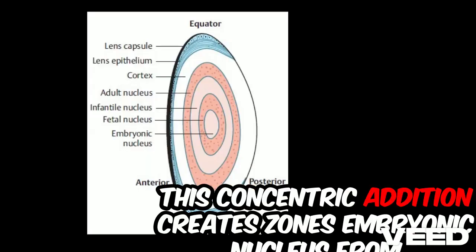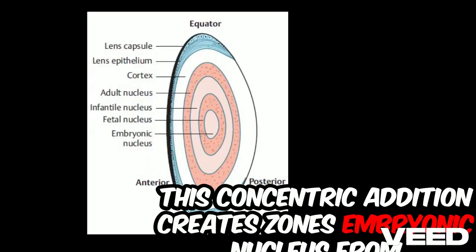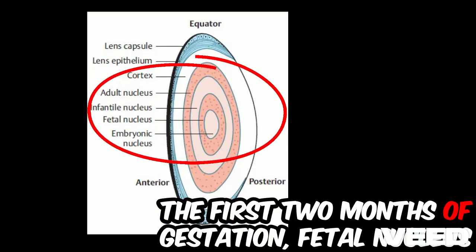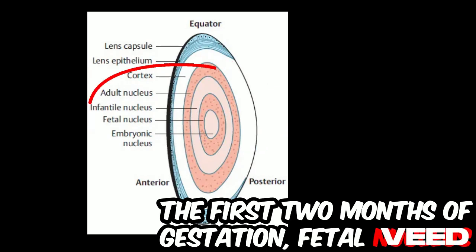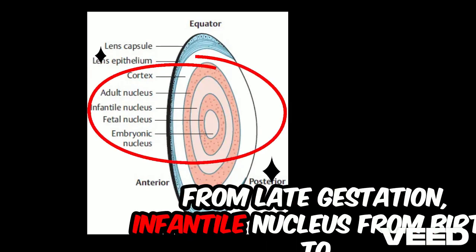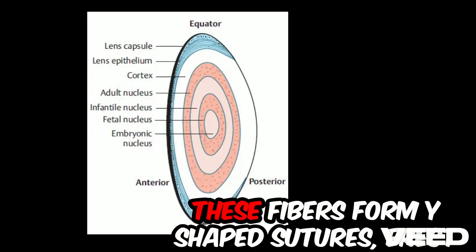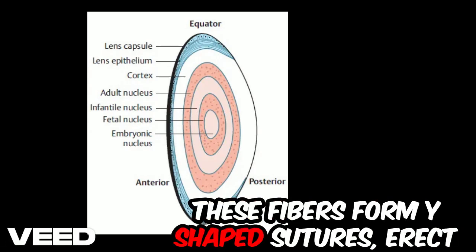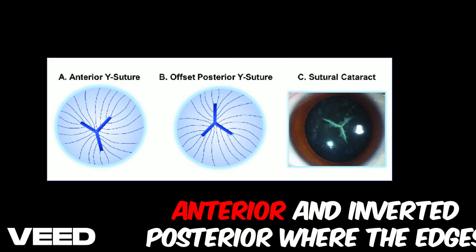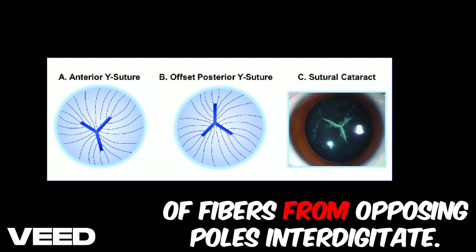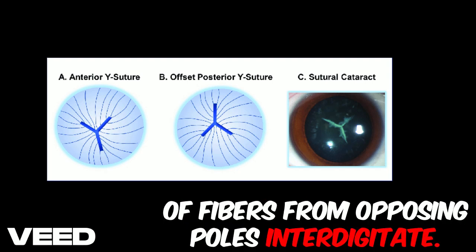This concentric addition creates zones: embryonic nucleus from the first 2 months of gestation, fetal nucleus from late gestation, infantile nucleus from birth to 25 years, and adult nucleus after 25 years. These fibers form Y-shaped sutures, erect anterior and inverted posterior, where the edges of fibers from opposing poles interdigitate.